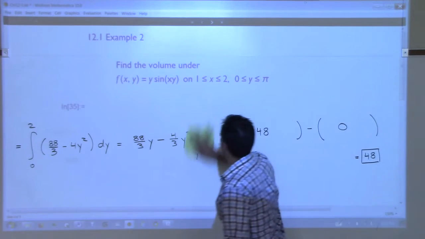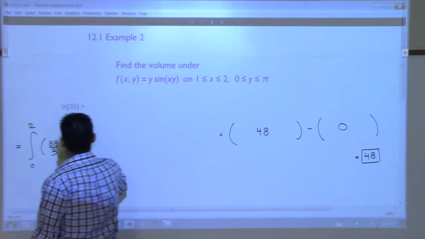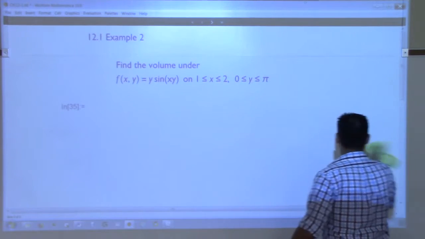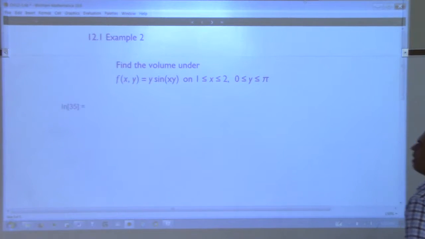Okay, how about this one? Why are my inputs showing up? I think I'm in the wrong mode. Hold on.